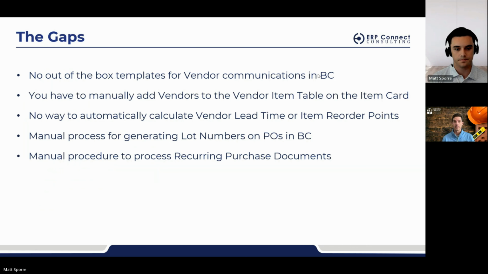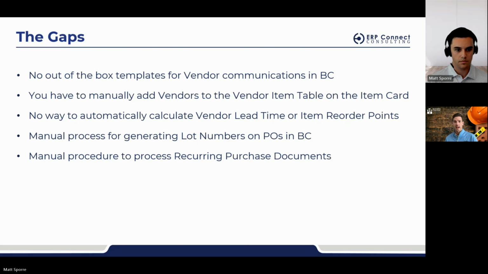So first things first, everyone, what are the current gaps in out-of-the-box Business Central? And I'm sure a lot of you on this call are probably familiar with a few of these. Number one, there are no out-of-the-box templates for vendor communications in Business Central. On top of that, you have to manually add vendors to the vendor item table on the item card. And there's really no way to automatically calculate things like vendor lead time or item reorder points. That's kind of what we're seeking to fill with advanced purchasing on this call today.